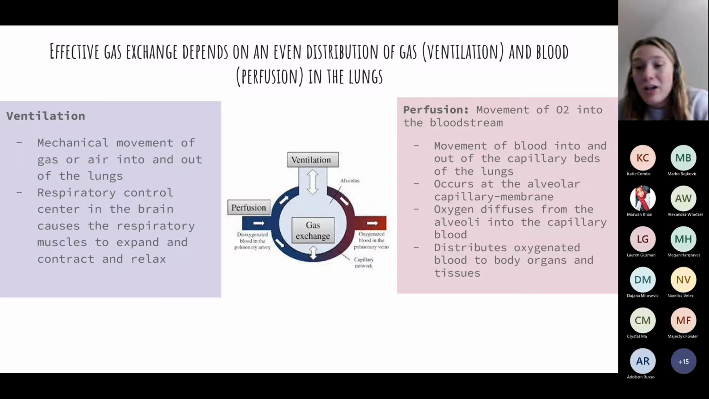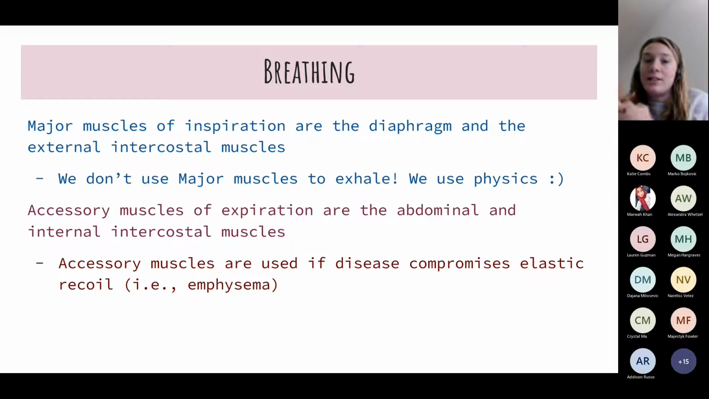So keep in mind that when we're talking about perfusion, we're physically talking about taking oxygen and actually delivering it to wherever it needs to go. But they're all pretty much interrelated.